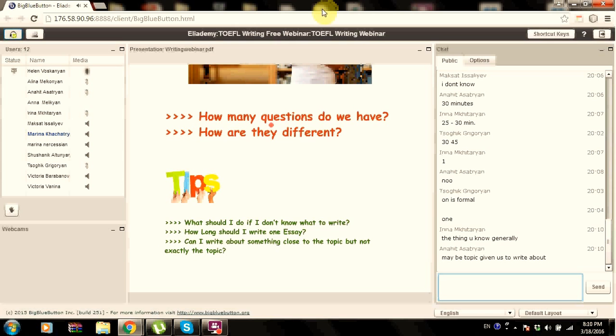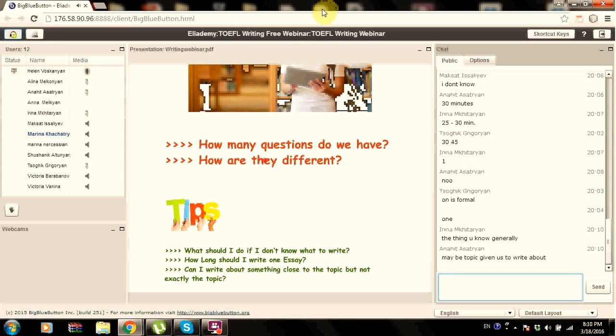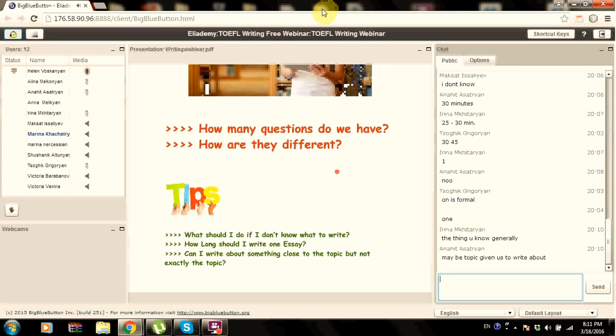Okay, so let's draw some conclusions for this part. We have two kinds of questions: the integrated one first, and the second one is a familiar topic. The integrated question is a question with several sources. Here you might have a reading and listening, just reading, or just listening. The familiar topic expresses general ideas and general knowledge, something which is familiar to you.